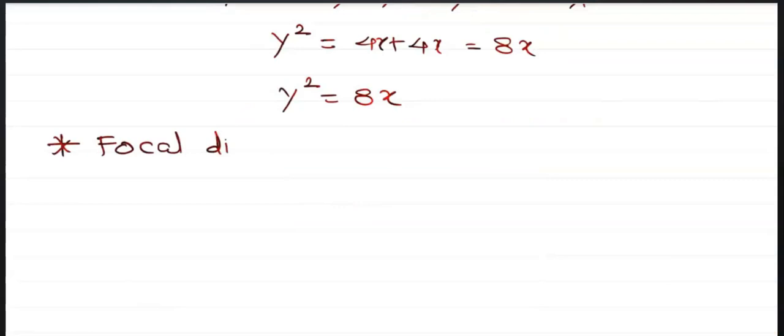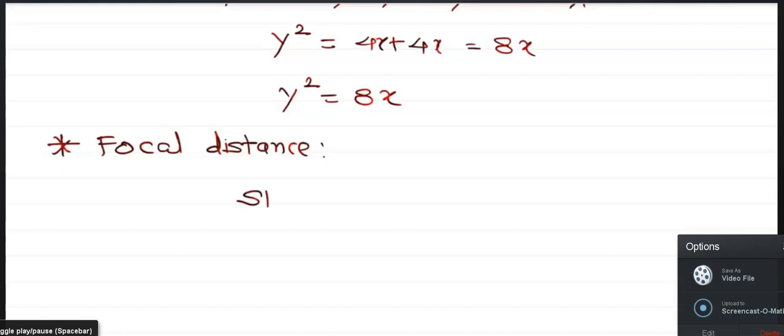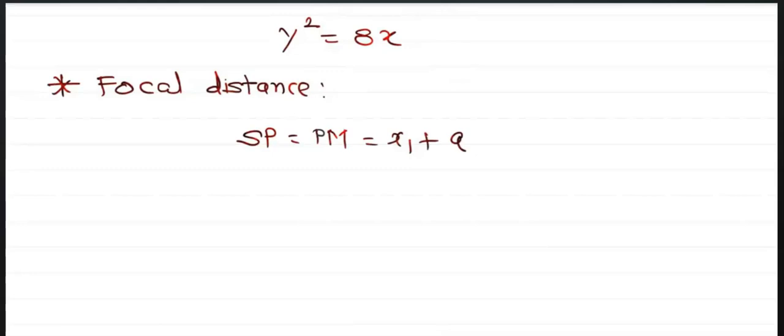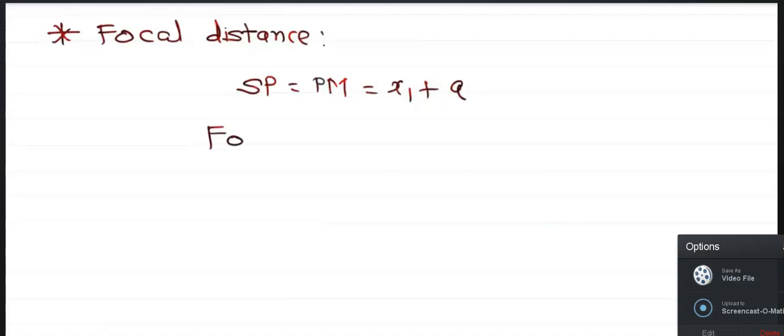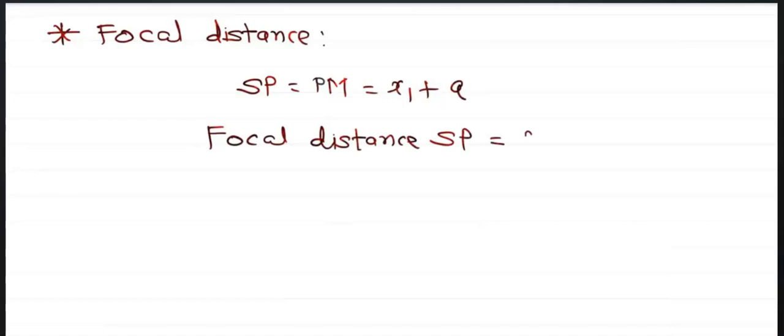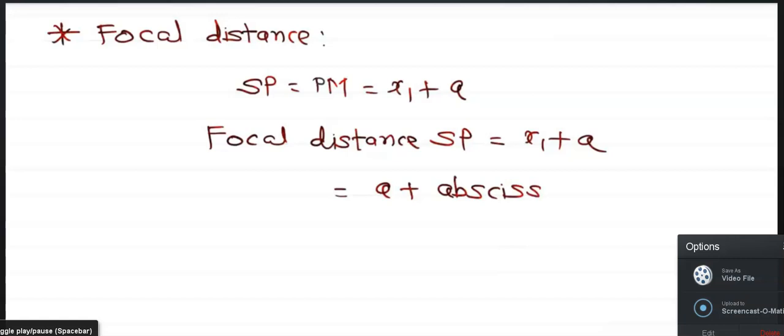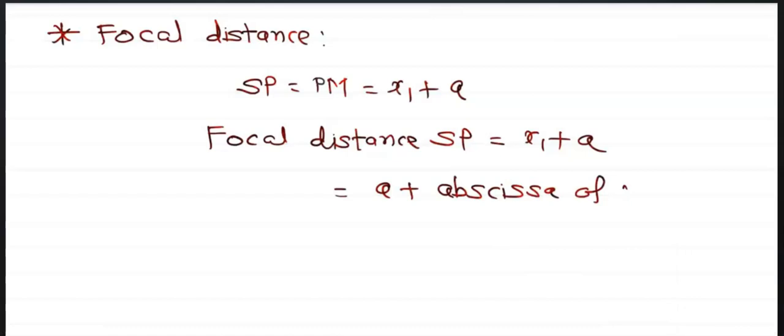Focal distance. Now what is meant by the focal distance? The distance of the point P from the focus. SP is equal to PM, that is x1 plus a. This is the focal distance. SP is x1 plus a, that is a plus the abscissa. Abscissa means the x coordinate and the ordinate means the y coordinate, so it is the abscissa of the point P.